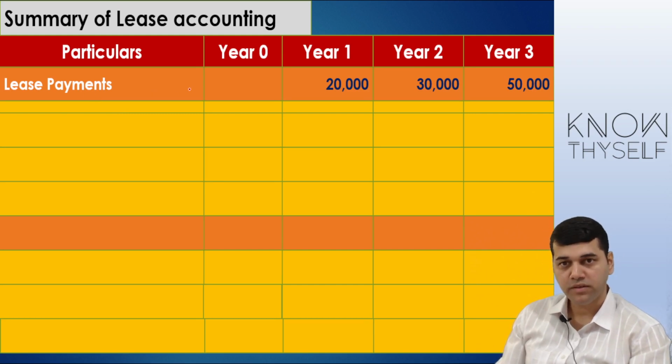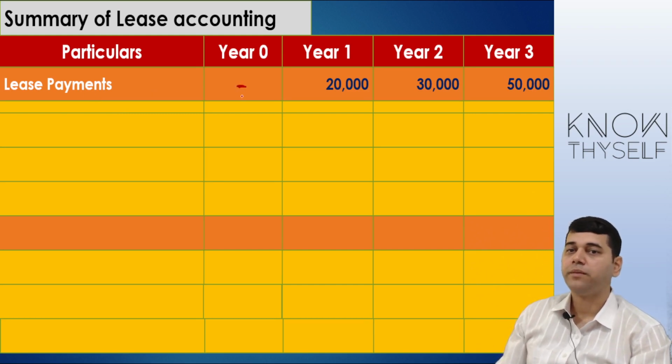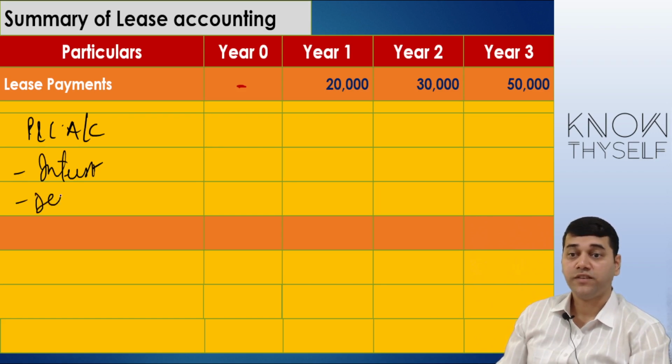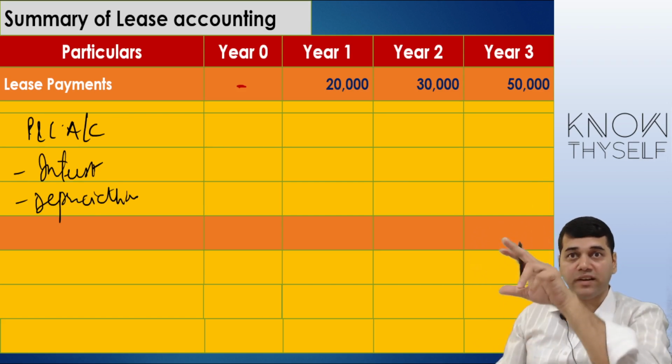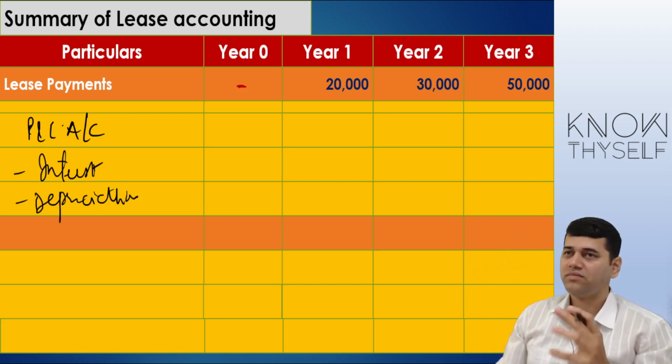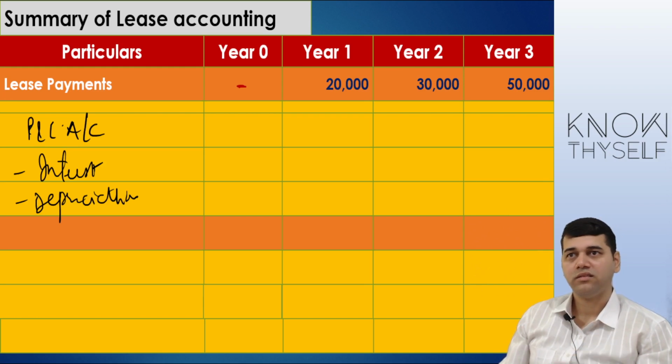You write the lease payments. Today you are not going to make any payment. Every year you are going to make the lease payment of 20, 30, 50. And in the P&L account, what is going to come? Interest first, always depreciation, because if you see the format of Schedule 3, depreciation comes after finance cost. Doesn't matter, you can also write.